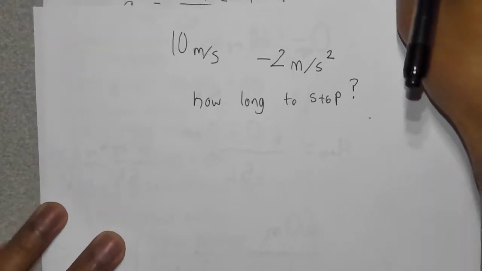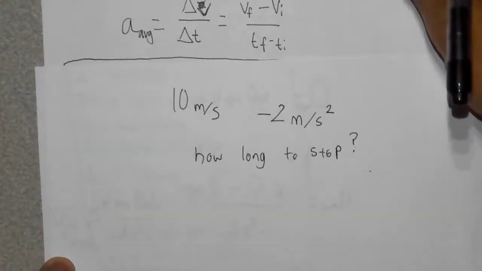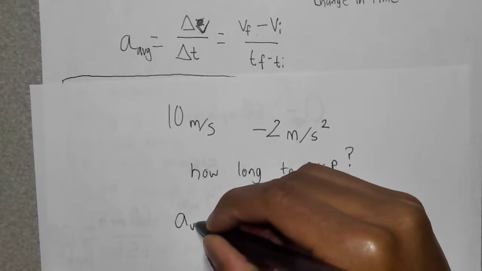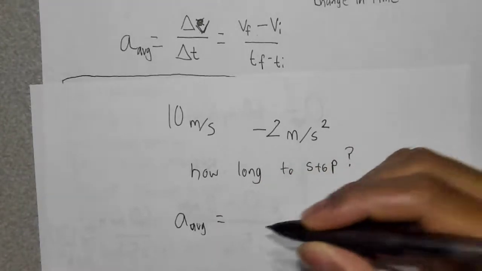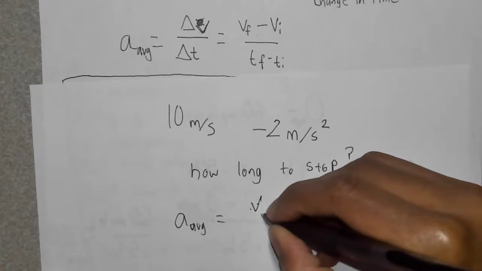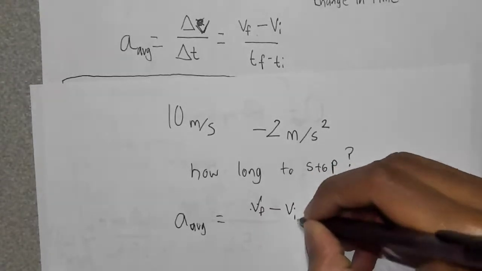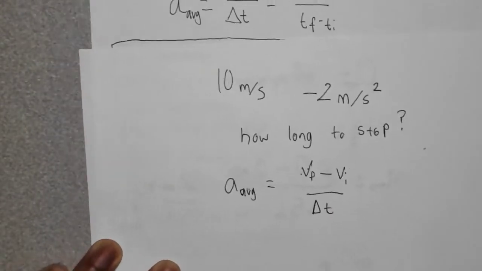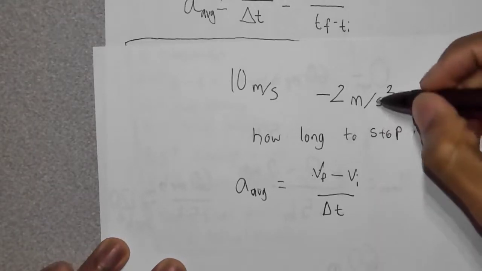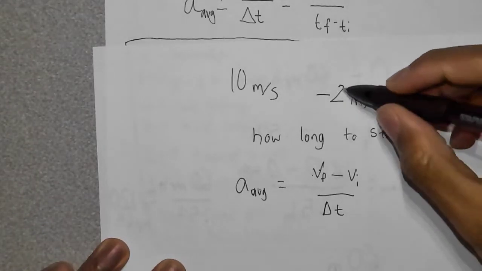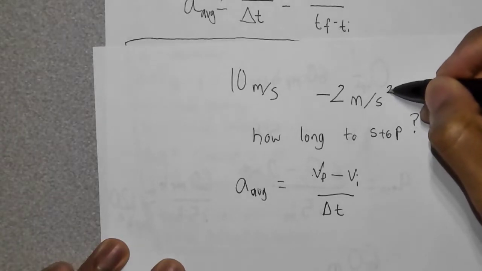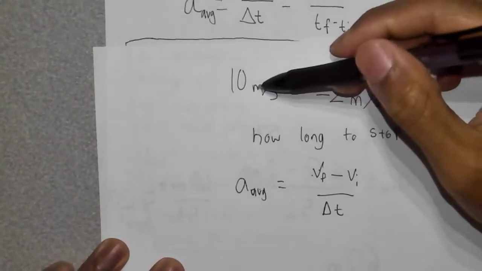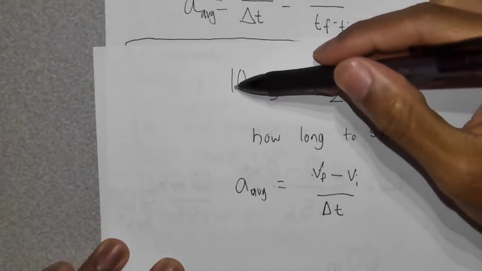Well, my first step is to look at the equation again for average acceleration. Average acceleration equals final velocity minus initial velocity over time interval. In this case, we have the acceleration right here. It's -2 meters per second squared. We have the velocity, well, we have the initial velocity, 10 meters per second.